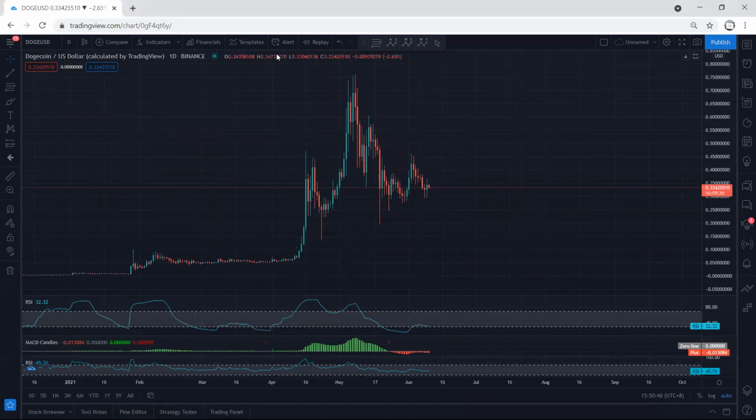Based on the daily chart, it's still similar to what I explained in my last analysis. Still, we can look for reversal. This one is still we're looking for buy. Again, whenever I'm talking about the buy, it doesn't mean the price cannot drop.